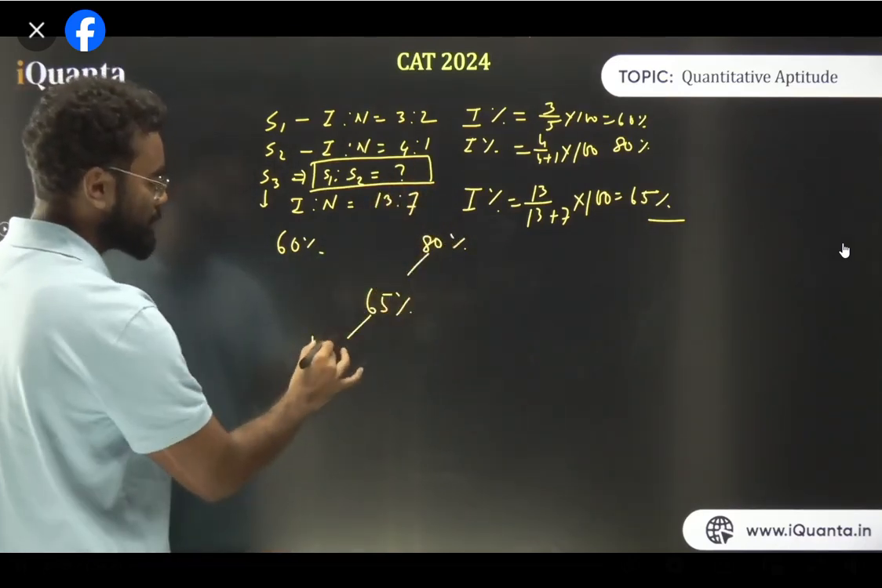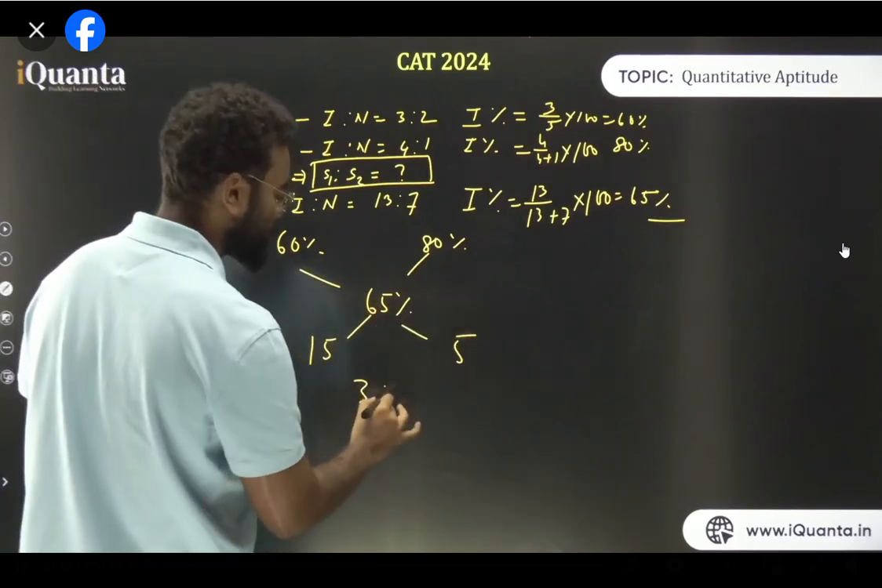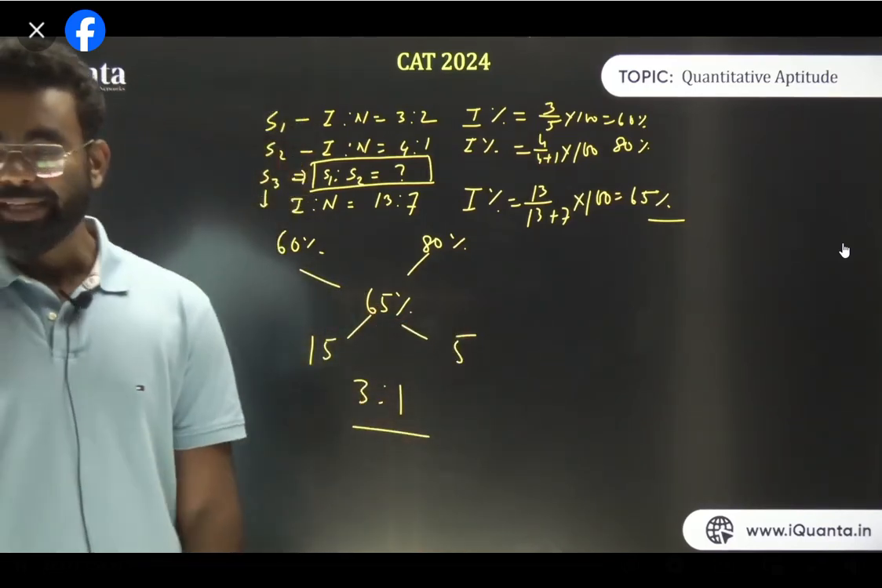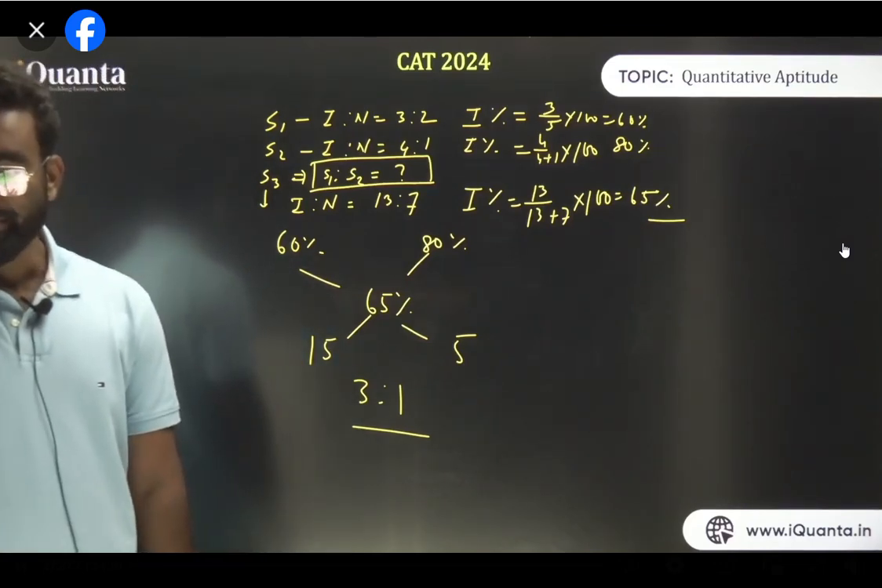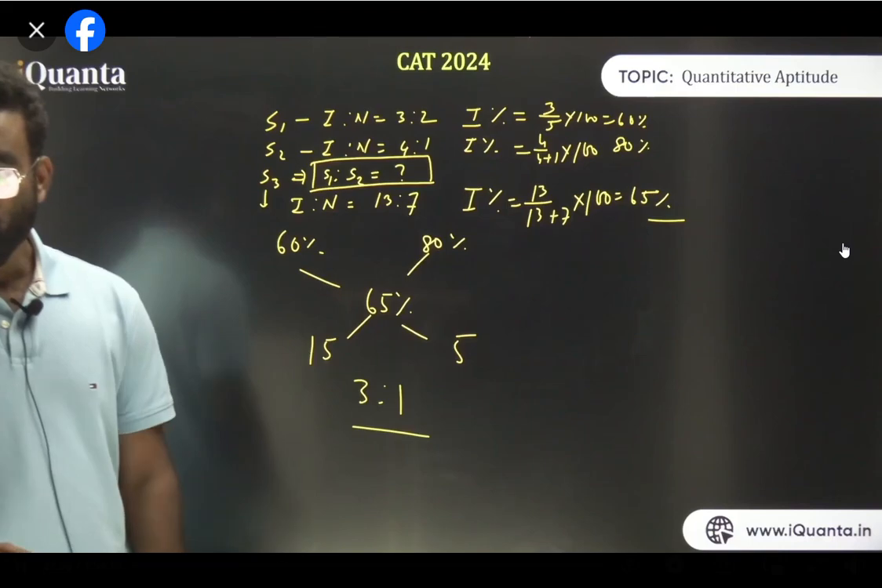Now use the mixture allegation method. This is 15, this is 5. So what is your answer? 3:1. This is the simplest way to solve this question. Am I clear? All of you? Is it fine? Is it perfect? Everyone? Clear? 3:1.